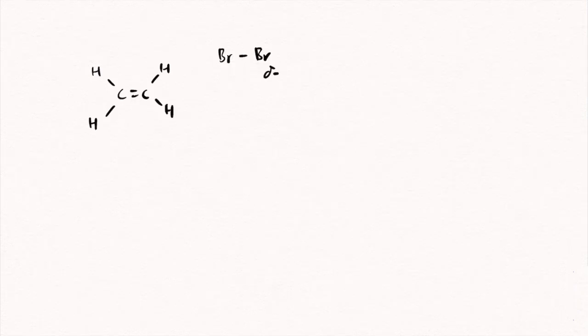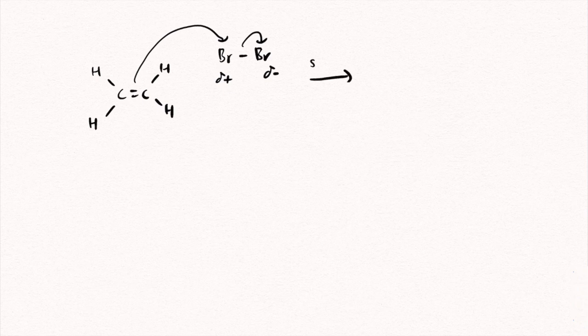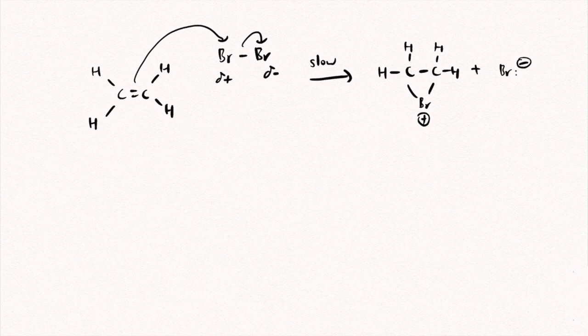In the first step, the alkene will attack the bromine atom with a partial positive charge. The reason one of the bromine atoms in the Br2 molecule has a partial positive charge is because the high electron density of the double bond would repel the electron cloud of the bromine molecule as it approaches the alkene. This step is a slow step and would form a cyclic bromonium ion and the nucleophile Br-.